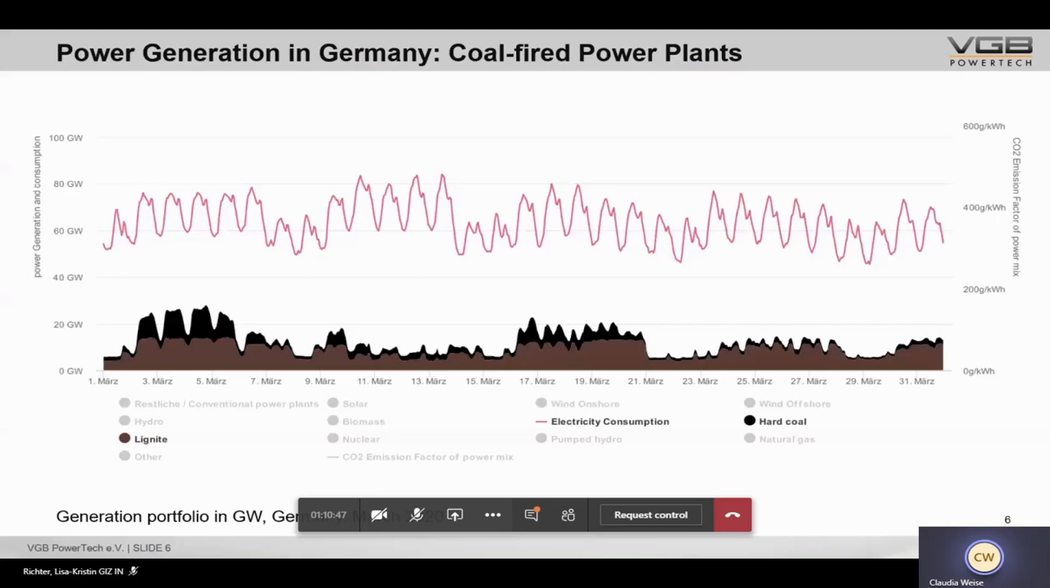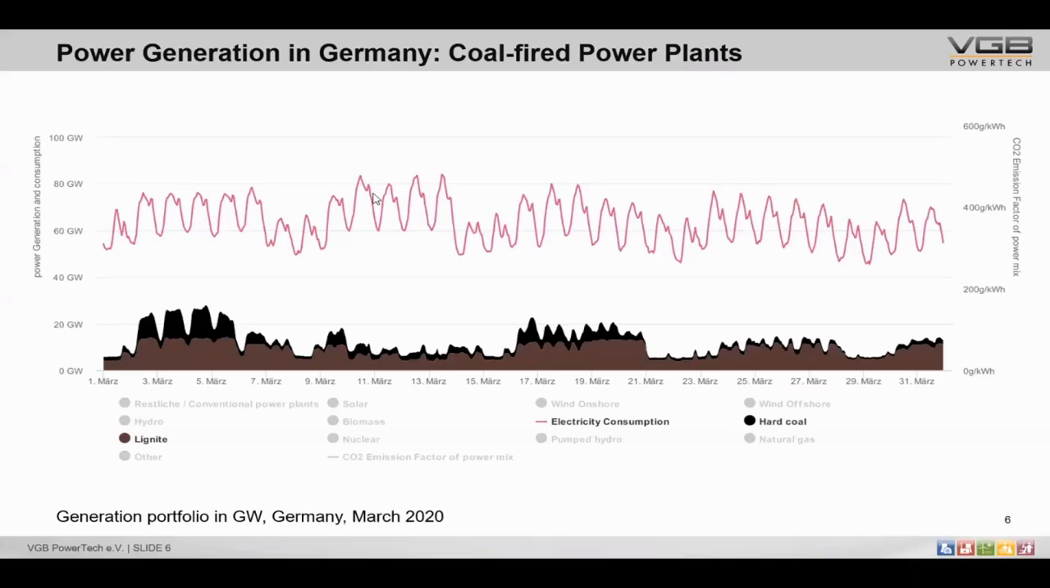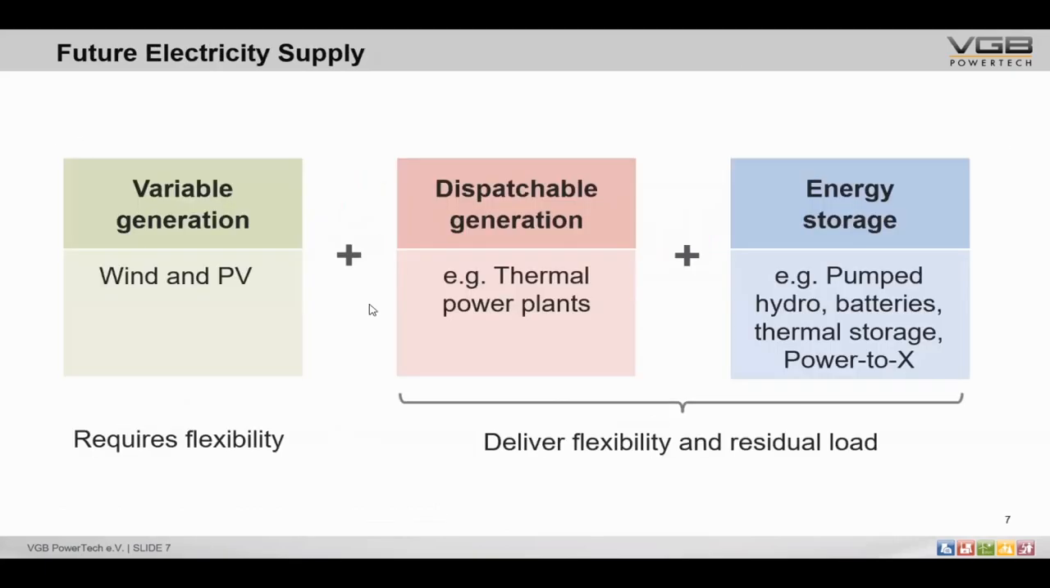So to derive some generic statements out of these examples, we see that the future electricity supply will be mainly based on three columns, so to say. So we will have a very big share of variable generation by wind and PV. And this variable generation requires flexibility. And this flexibility is supplied by two options. One option is the energy storage. And examples are given here. So pumped storage, batteries, thermal storage, or power to X.